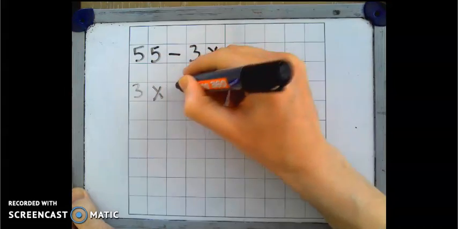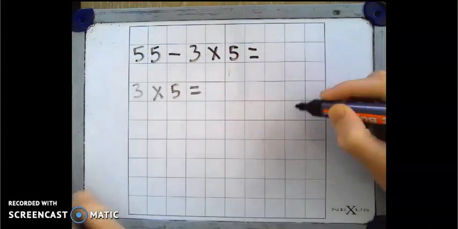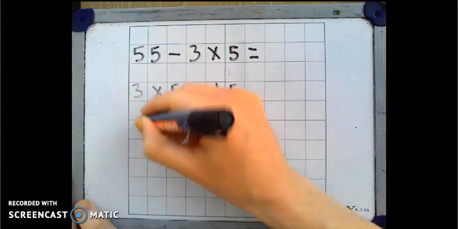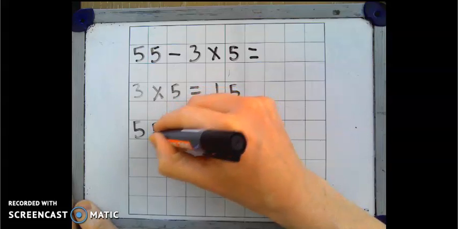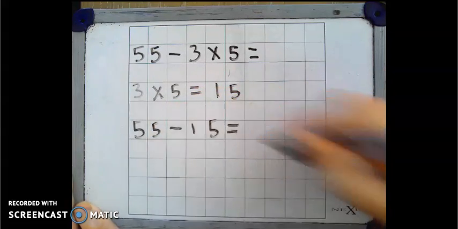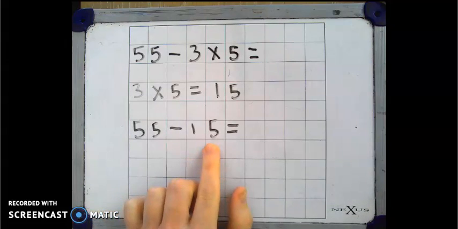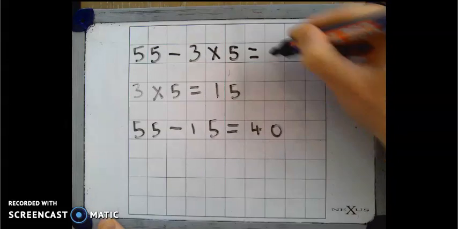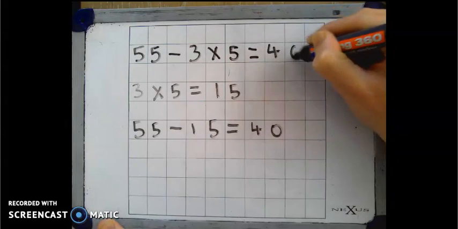3 times 5 is 15. Now our equation reads 55 subtract 15. 55 subtract 15 is 40. The answer to our equation is 40.